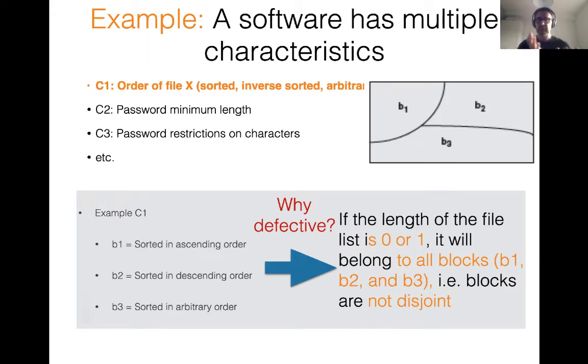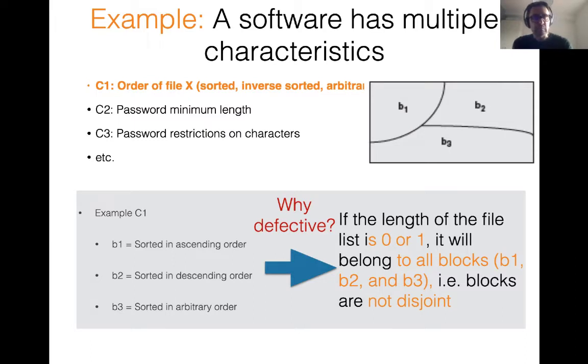Characteristic 2 is about the length of a password. Characteristic 3 is about other restrictions on which characters can be used in a password, in order maybe to process the file. So you see here that when you have multiple arguments to a piece of software, there can be complex interactions between the arguments that create classes of a more complex sort.